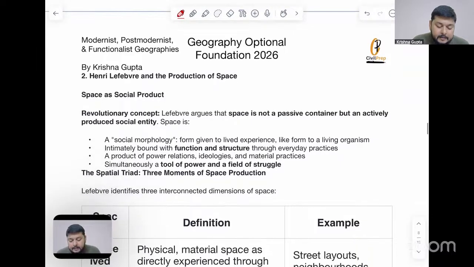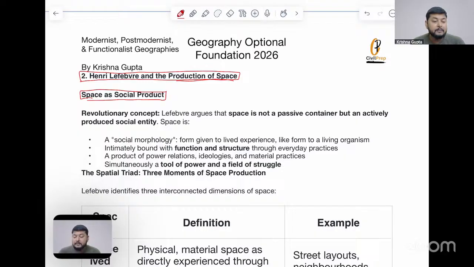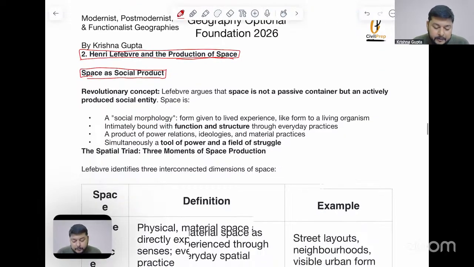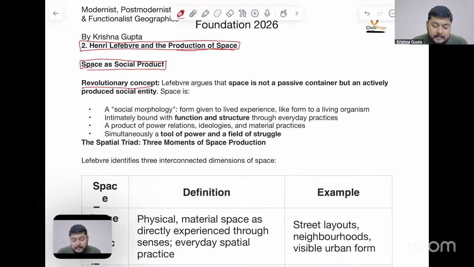Okay, next important theory we have is Henri Lefebvre and the production of space. So, space as a social product. Revolutionary concept: Lefebvre argues that space is not a passive container but an actively produced social entity. What is space according to him? It is a social morphology, a form given to lived experience, like form to a living organism. So this is an important part given by Lefebvre here.